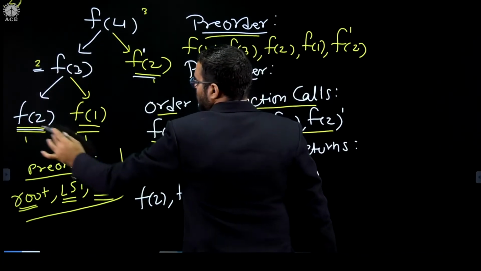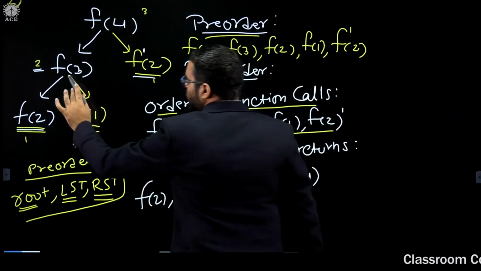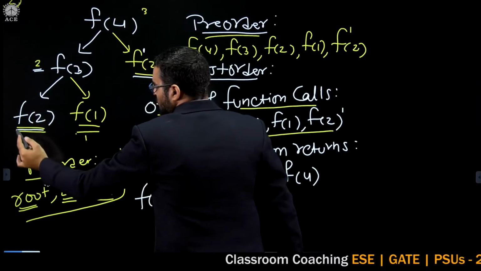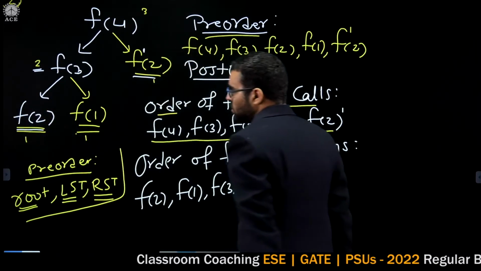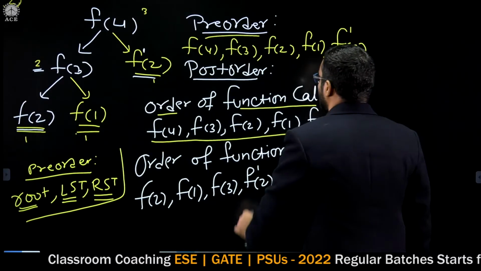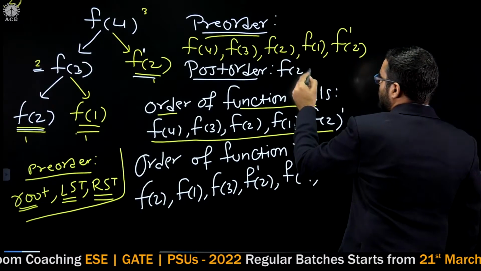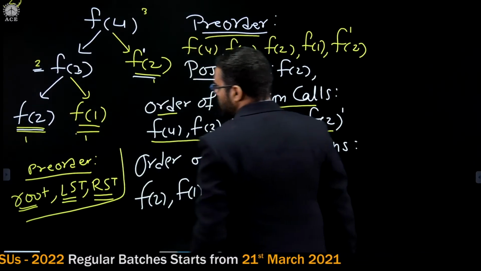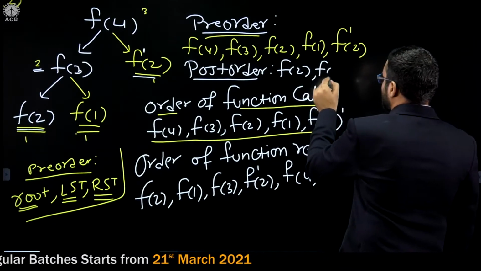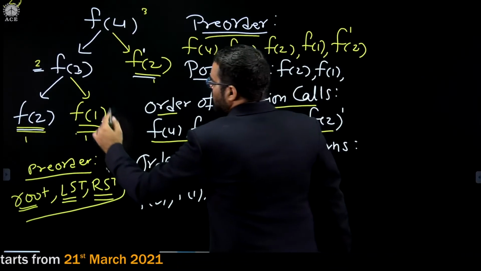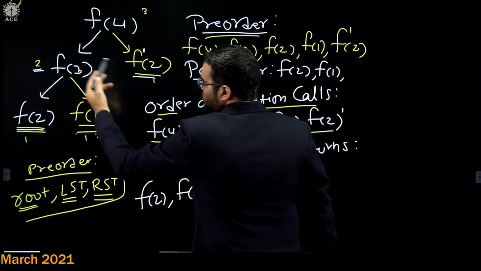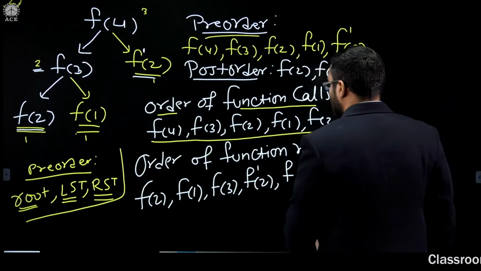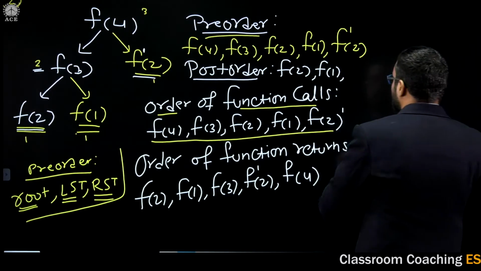In this you can see what we will do. First we will go to the left subtree, then again in this left subtree, again we will go to the left subtree. Now you can see this is the only node, so we print it, okay. So you can see this is F2. After that we go to the right subtree and we print this F1. After that we print the root node, so that will be F3, okay.